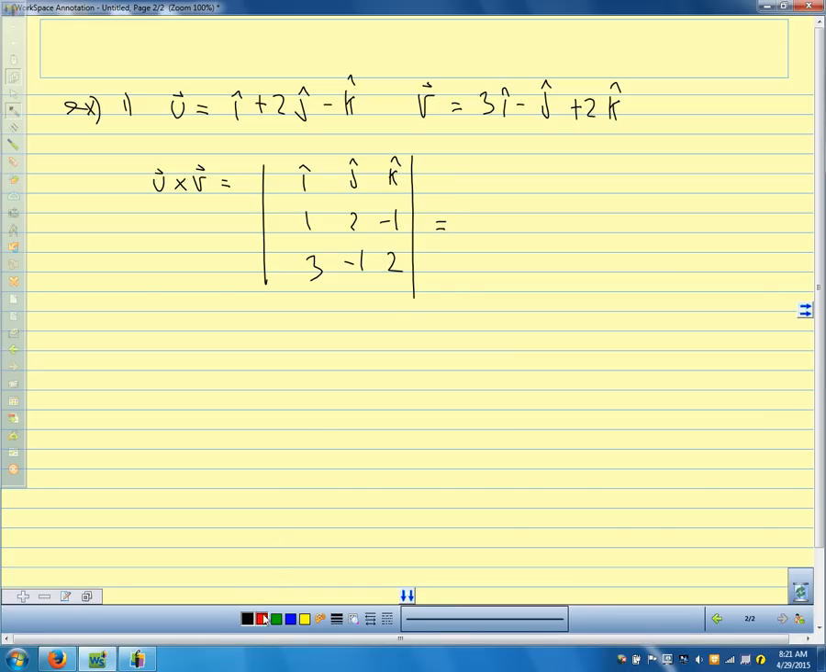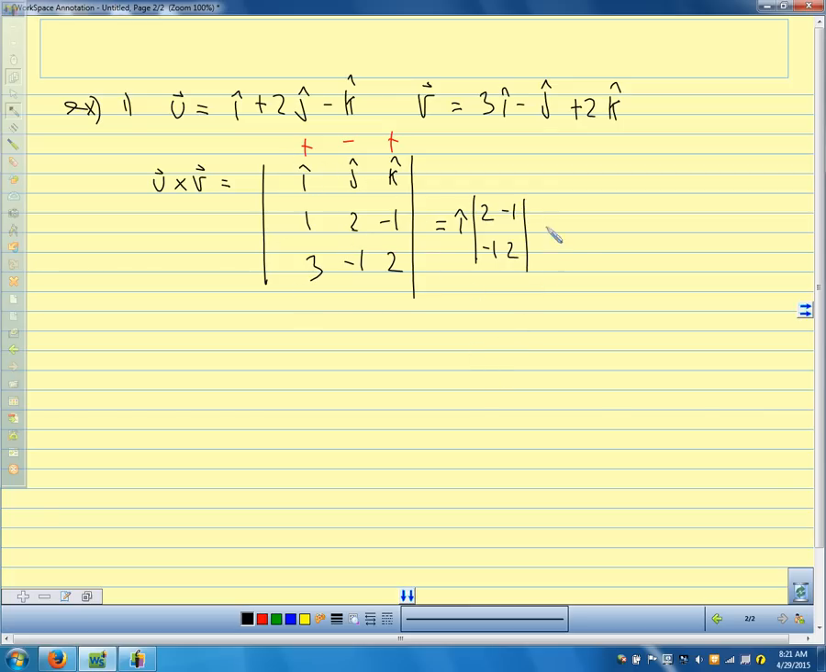So when we find our determinant, if it helps, put your plus, minus, plus up there. We always alternate signs. So the j hat component, the second one we do, is always minus. So I'm going to do i hat times the determinant that I get when I cross that row and that column out. So when I cross this out and this out, I get the determinant 2, negative 1, negative 1, 2.